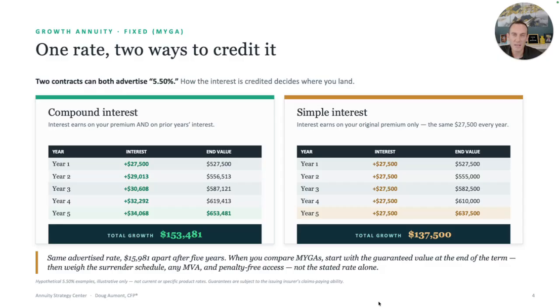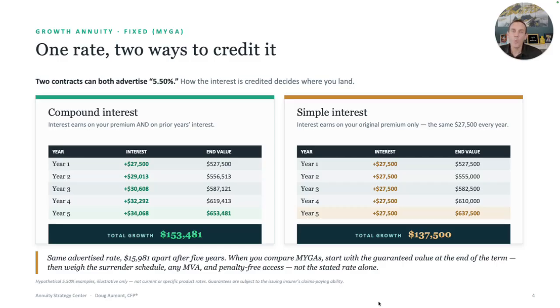However, if the fixed annuity that you've purchased has something called simple interest, you are receiving a straight line. Effectively, you're getting the same year 1 interest credited in the subsequent years, years 2, years 3, years 4, year 5, etc. And so at the end is where you start to see the difference. Now we're talking about 16,000 difference.